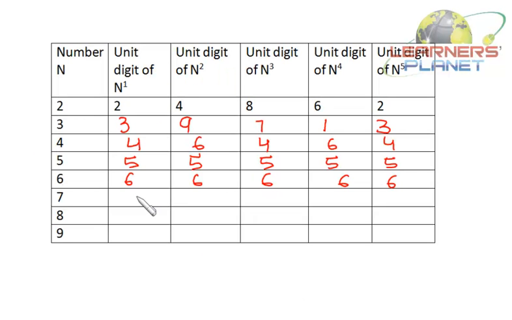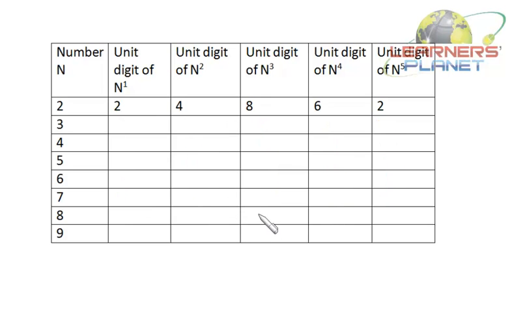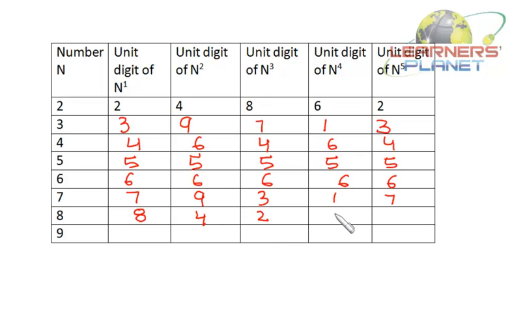It's 7 raised to 1 will end in 7. 7 sevens are 49. 9 sevens are 63. 3 sevens are 21. And 1 seven is 7. Similarly, we can take the case of 8. 8 raised to 1 is 8. 8 eights are 64. 4 eights are 32. 2 eights are 16. And 6 eights are 48. So further I got 8.